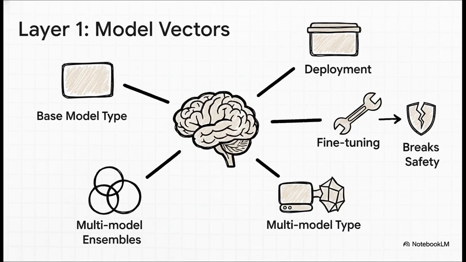And when we dig into this layer, you see all these different vectors. What base model are you using? Is it GPT-4, Llama 3, something custom? That choice alone changes your security profile. Then there's fine-tuning and alignment. Like with RLHF, it's super powerful, but you could accidentally break the safety guardrails or even bake a backdoor right into the model. And of course, how you deploy it matters. API, container, on-prem, they all come with their own unique security considerations.